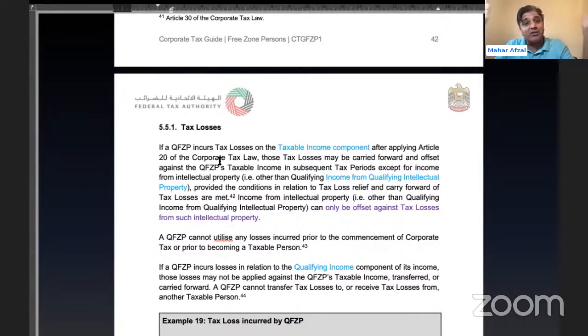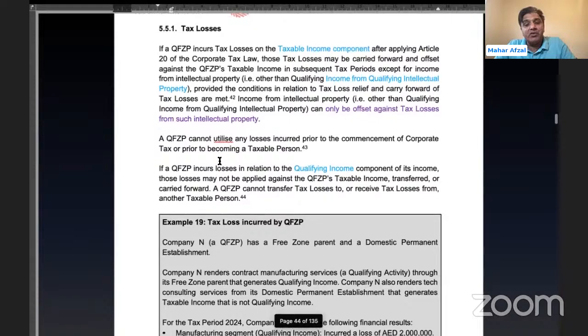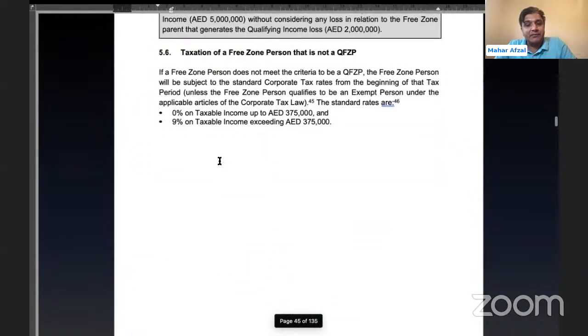If the losses are there, you need to segregate the losses as well. So taxable income component losses will be adjusted against the taxable income component. Qualifying intellectual property losses will be adjusted against the qualifying intellectual property. And a qualifying free zone person cannot utilize any losses incurred prior to this. This is very common. You cannot carry forward the losses before the registration or before becoming a taxable person or before the effective date of the corporate tax law. They have covered that in this, you can go through the example on this.